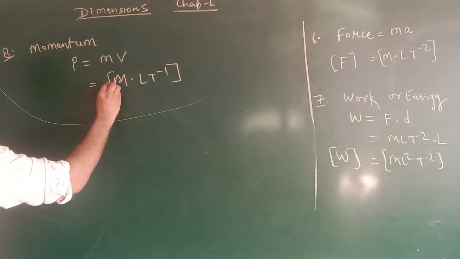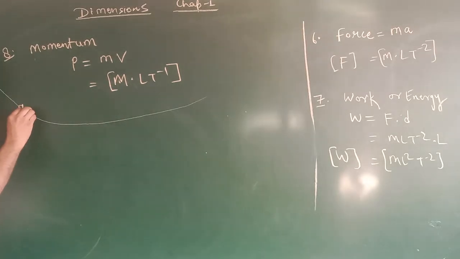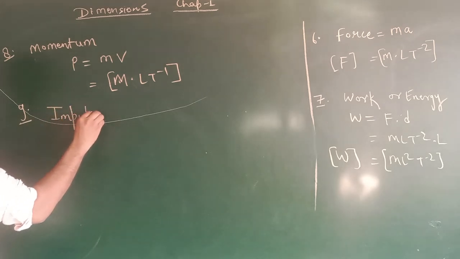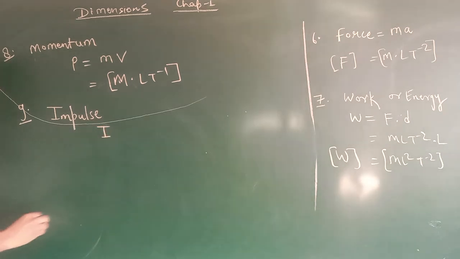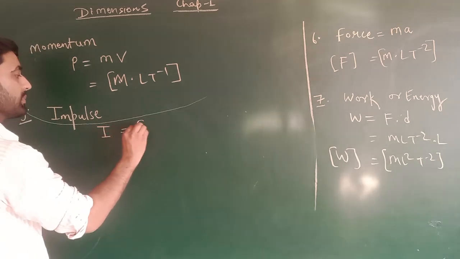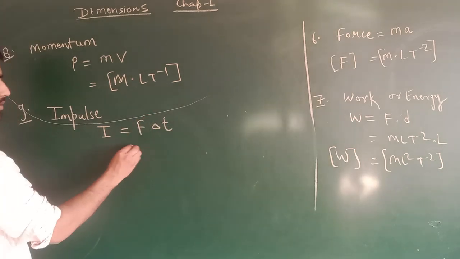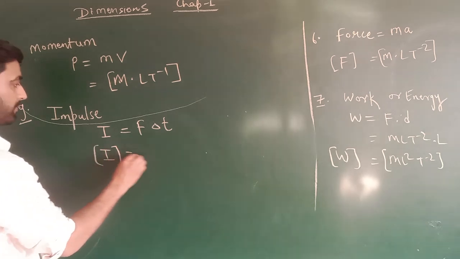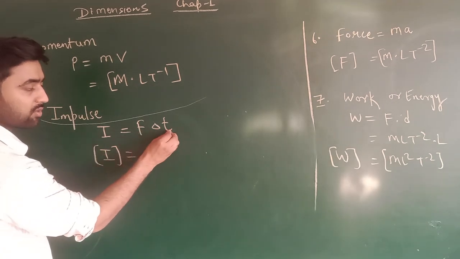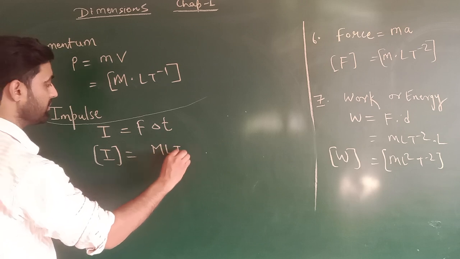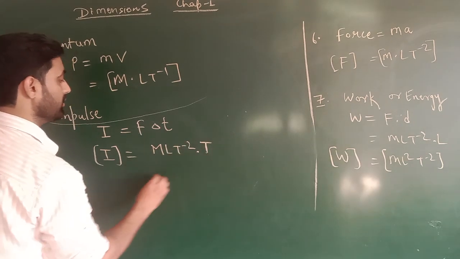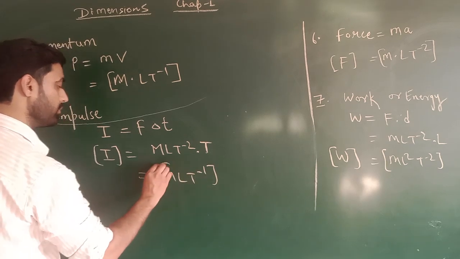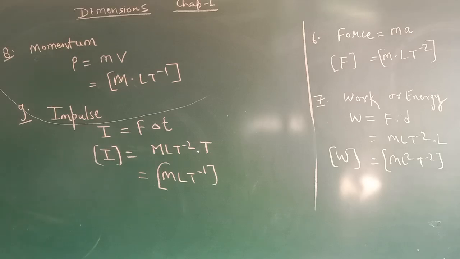Next is impulse. Impulse is I. Symbol of impulse is I. This is force applied for a short time. So the dimensional formula of impulse will be dimensional formula of force times dimensional formula of time. Dimensional formula of force is MLT minus 2 and of time is T. So this becomes MLT minus 1. This is the dimensional formula of impulse.